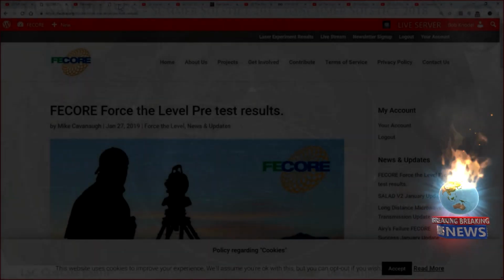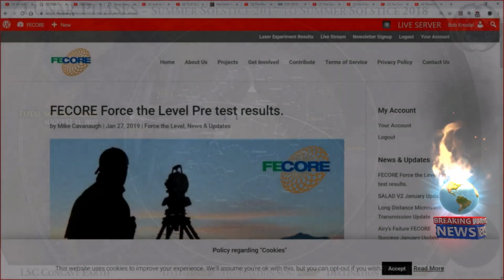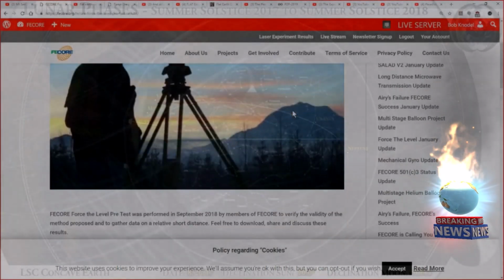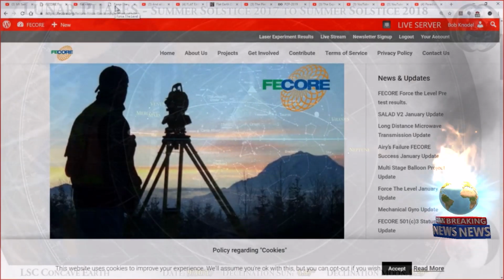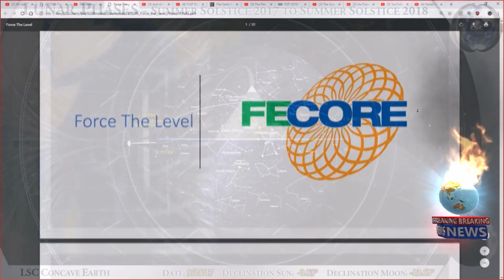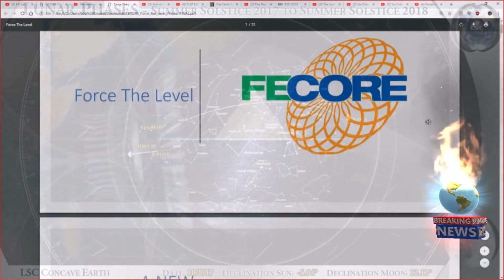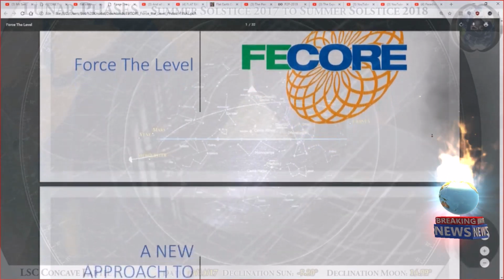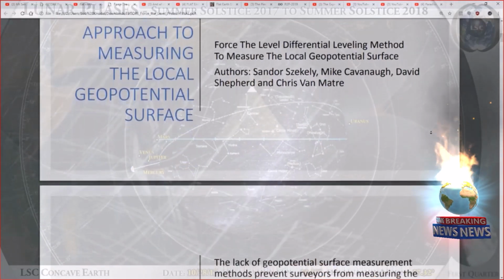I want to talk a little bit about something that FE Core is working on, and we just released the FE Core Force the Level pre-test results. The pre-test was basically when Chris Van Maitre, myself, and several other people were out in Brighton, and we were doing these measurements, and I guess I can go ahead and spill the beans now about what happened that day because it was kind of funny.